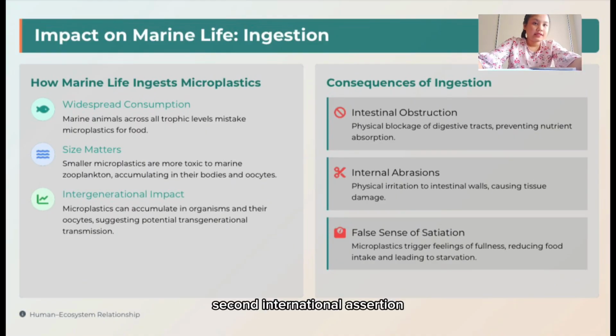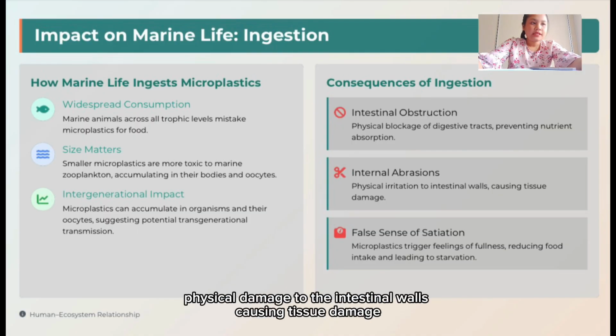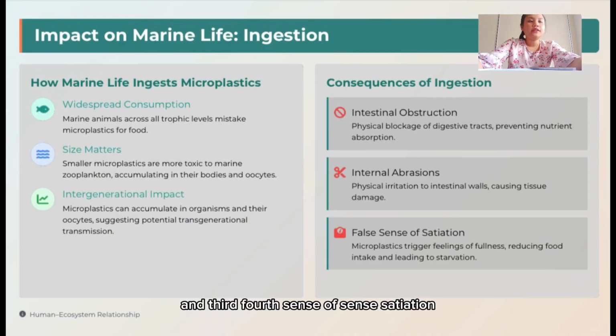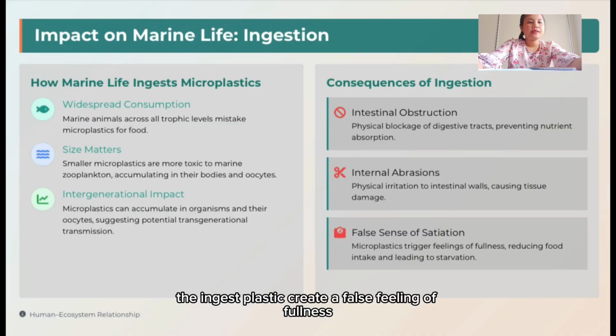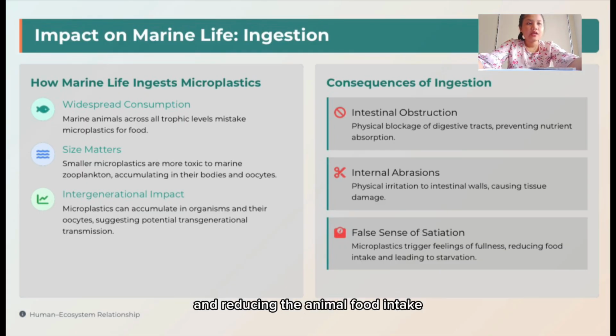Second, internal abrasion. Physical damage to the intestinal walls causes tissue damage. And third, a false sense of satiation. The ingested plastic creates a false feeling of fullness, reducing the animal's food intake and ultimately leading to malnutrition and starvation.